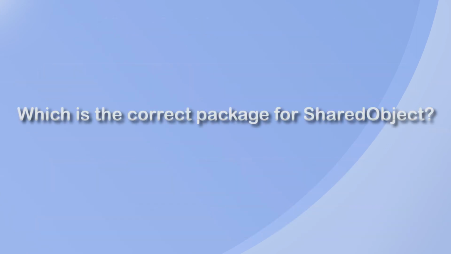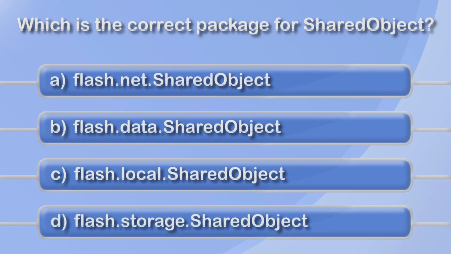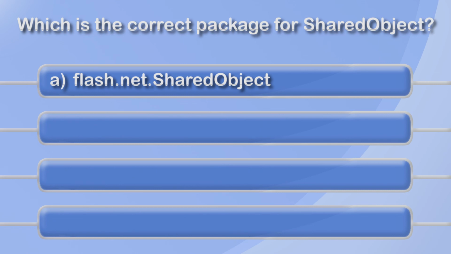Which is the correct package for shared object? A. flash.net.SharedObject. B. flash.data.SharedObject. C. flash.local.SharedObject. Or D. flash.storage. flash.net.SharedObject is the correct answer. Always make sure you include this whenever you use shared objects.